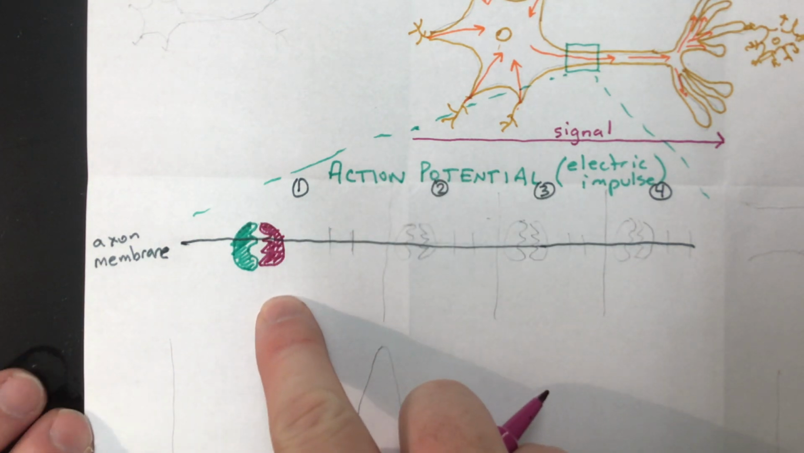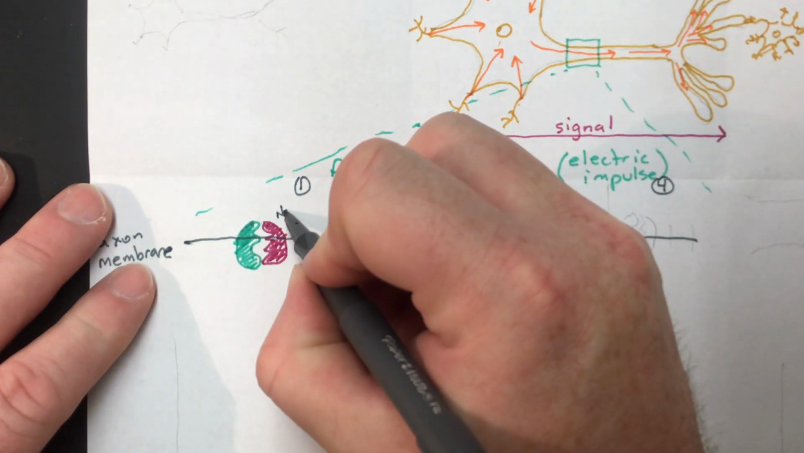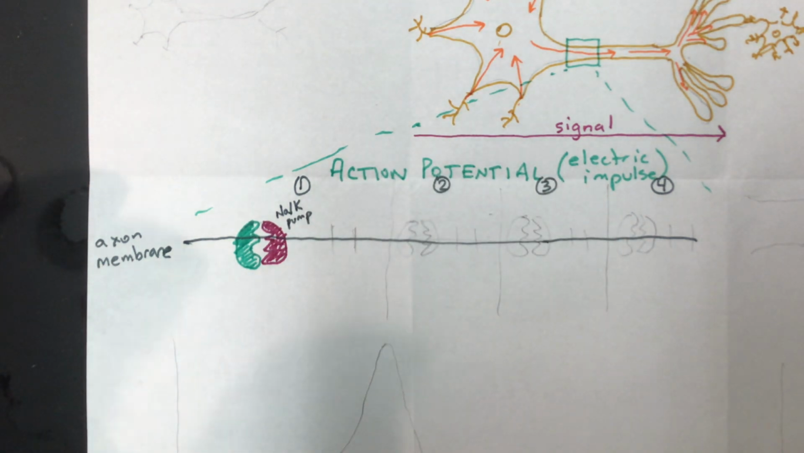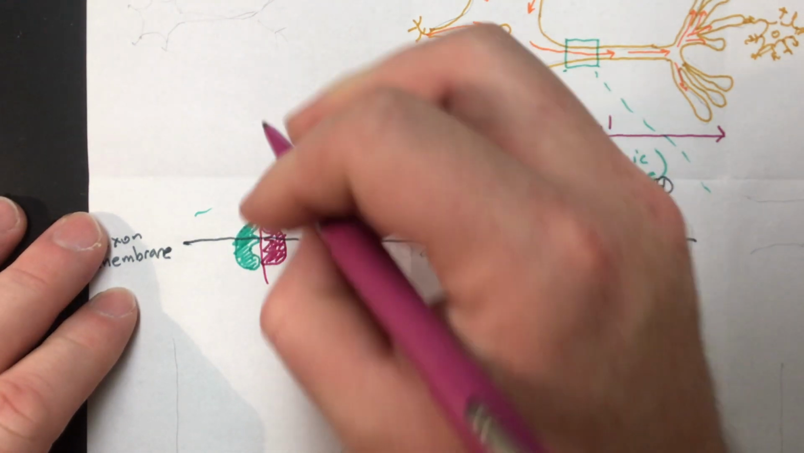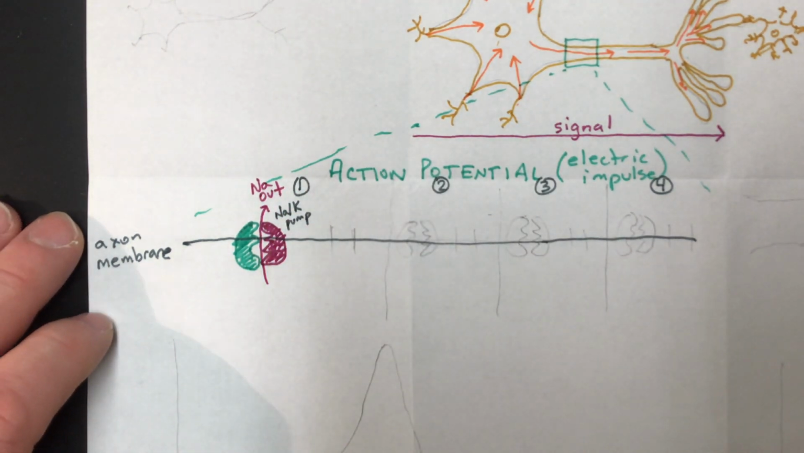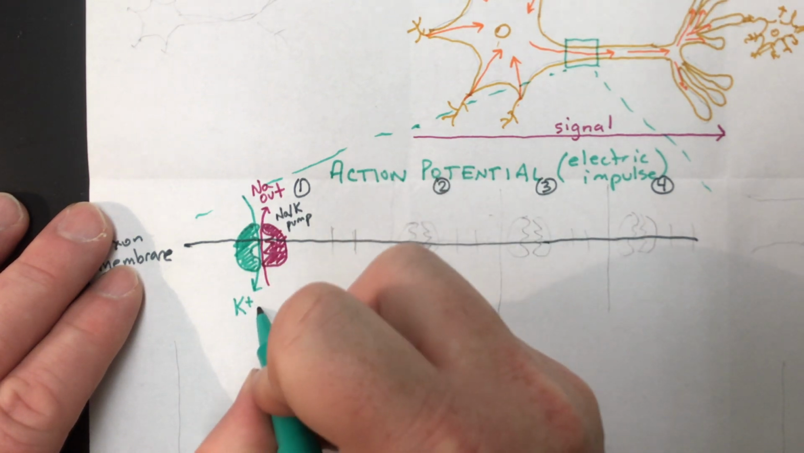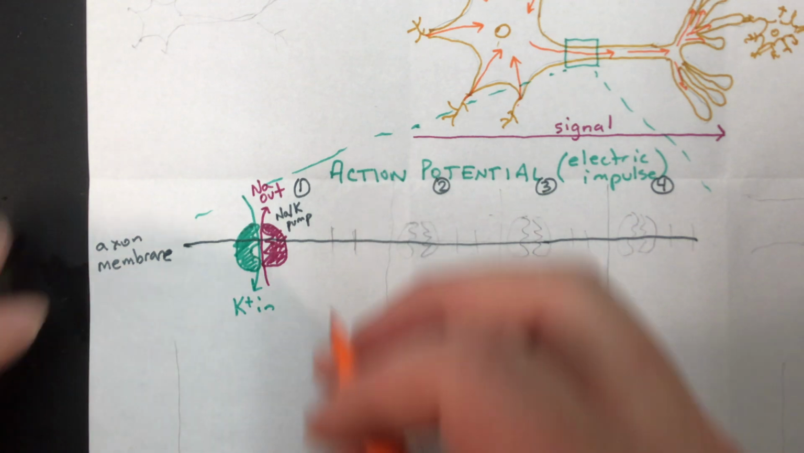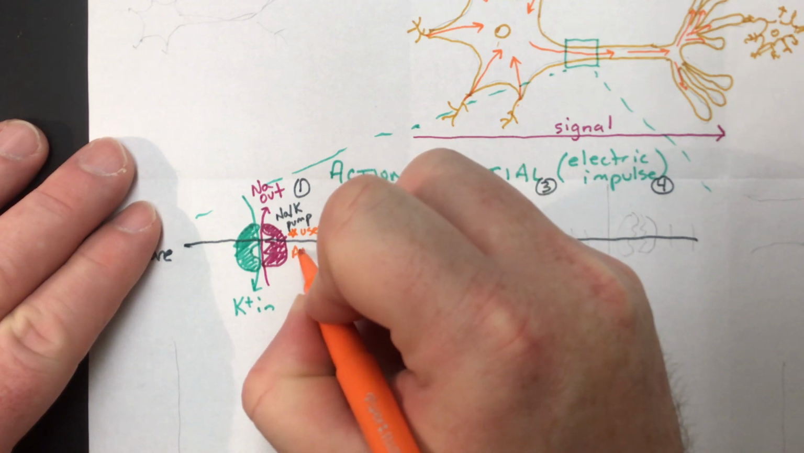So we've got this guy right here, and the name of this protein is called the sodium-potassium pump. And the job of the sodium-potassium pump is to pump sodium out and bring potassium in. And the sodium-potassium pump uses a lot of ATP to do this.